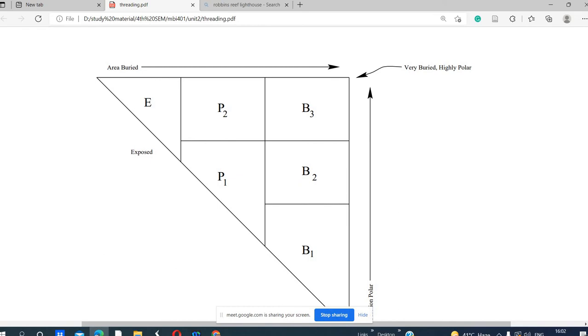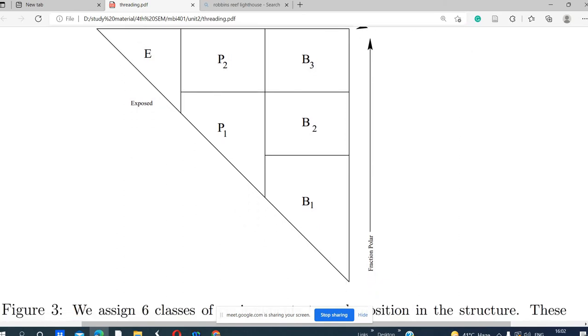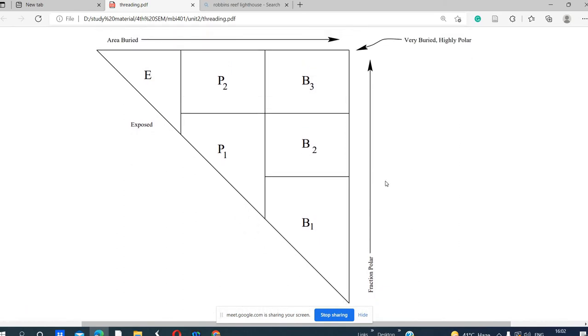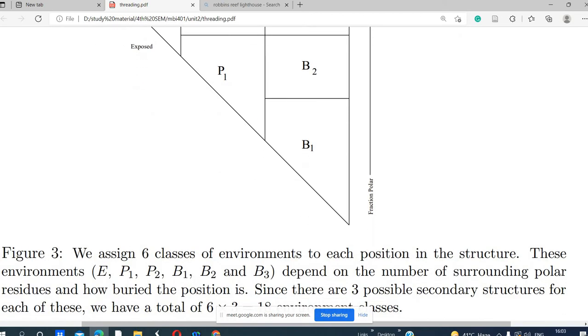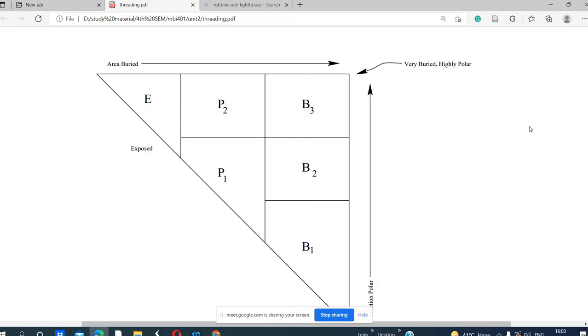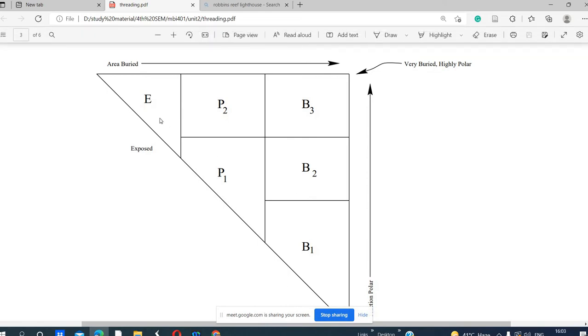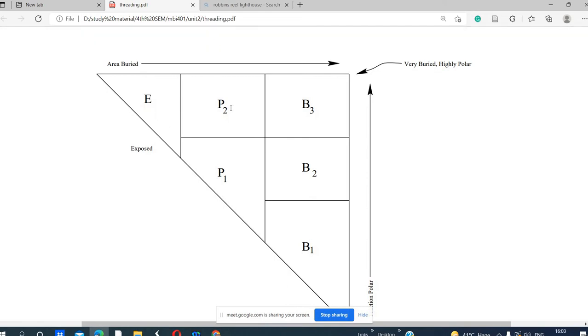As you move below, this is the highly polar region, very buried means highly polar. So this is the very buried region and highly polar region, and as we move below, this is the fractionally polar region. So these are the different profiles. We can assign these profiles like E, P2, P1, B1, B2, B3.